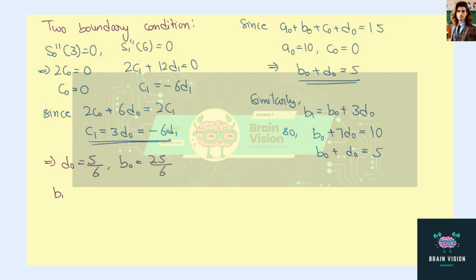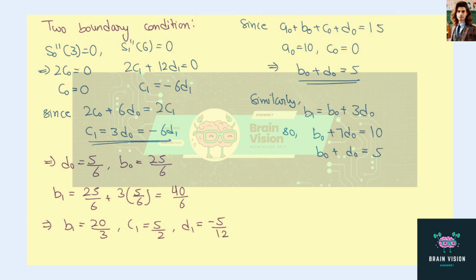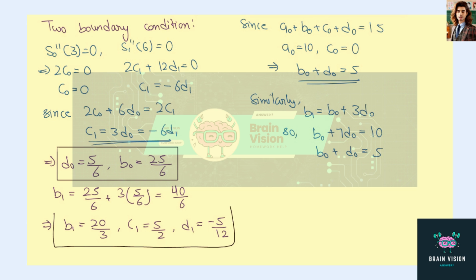With this, we will find the value of b1, which is given by 25/6 + 3 multiplied by d0, that is 5/6, and it is equal to 40/6. This gives us the value of b1 = 20/3 and c1 = 5/2. With this, we have the value of d1 = −5/12. So these are the values of all the constants that we had previously assumed.